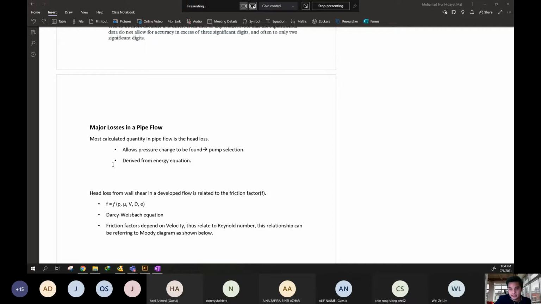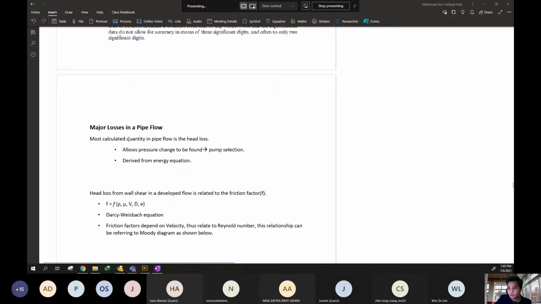So for today's session, I'm going to explore two types of losses, which are major and minor losses. Now we focus on a pipe only. We are not focusing on a parallel channel or any other kind of geometry. For this geometry, we consider a circular geometry, that is a pipe. And for the pipe, of course, we have the diameter.